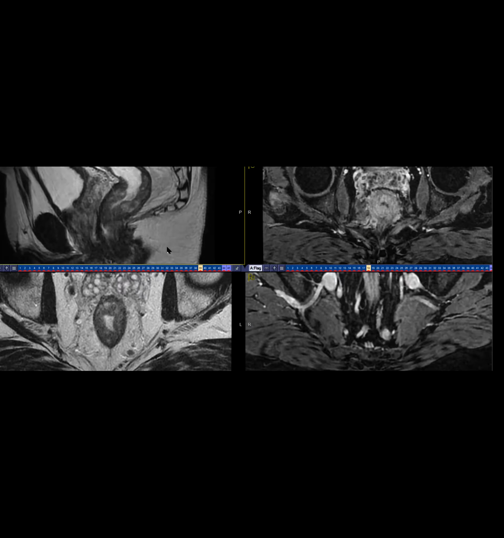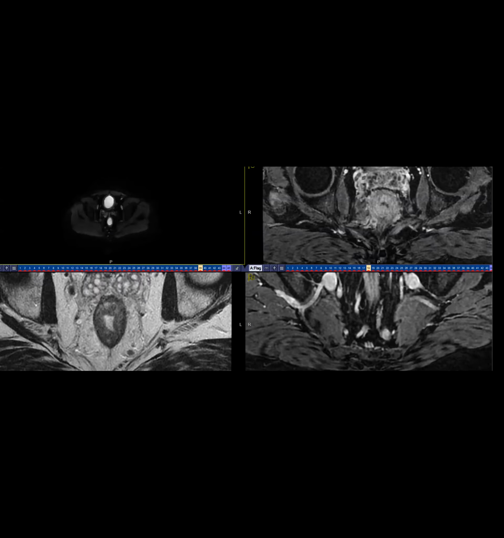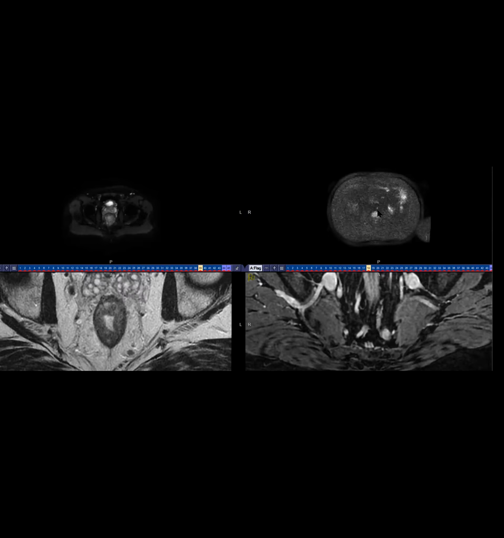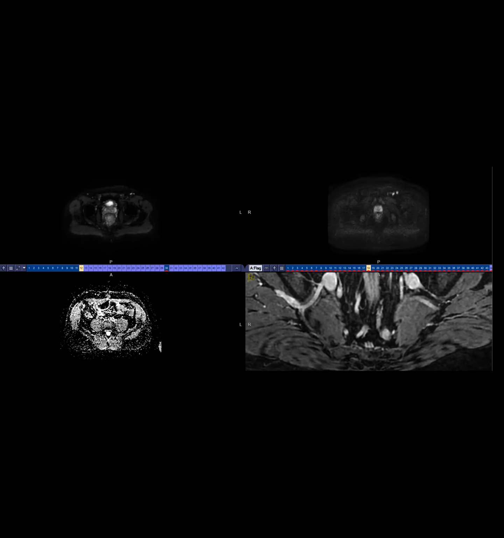Do you have the DWI? Yes, we do here. Sorry, it's not very zoomed in, but we see the lymph nodes standing out. So it doesn't really restrict? Oh. Yeah, it didn't really restrict.